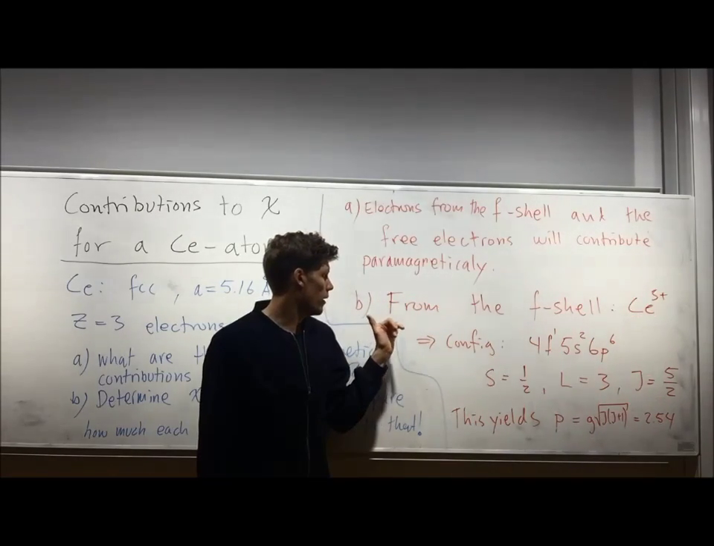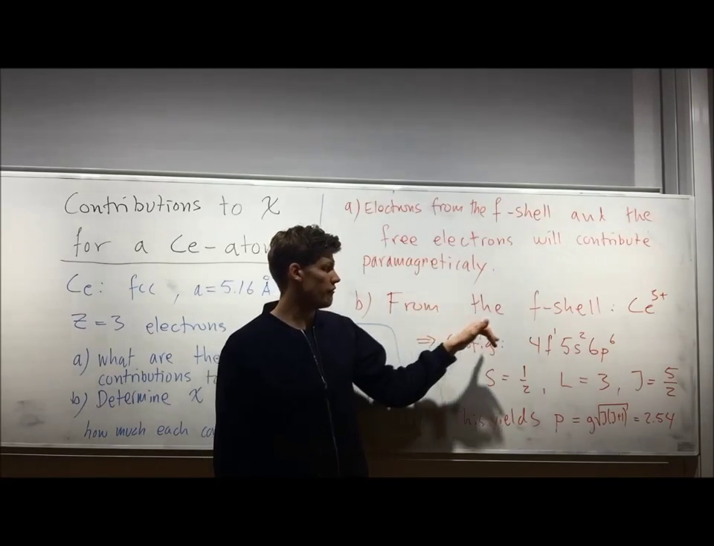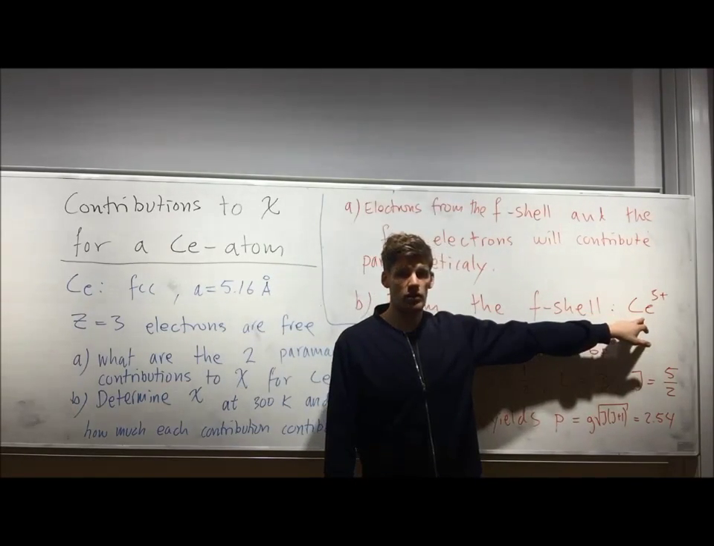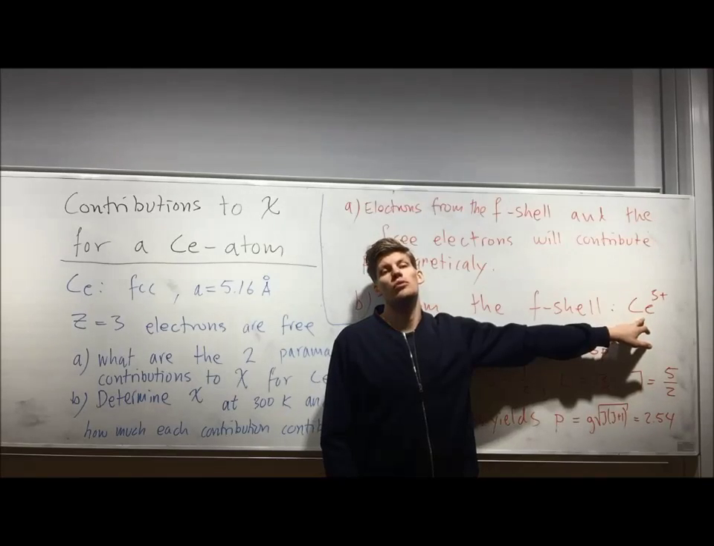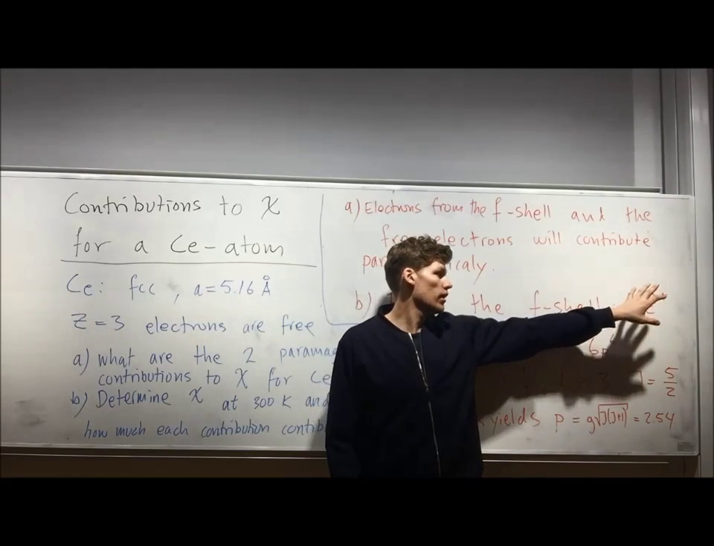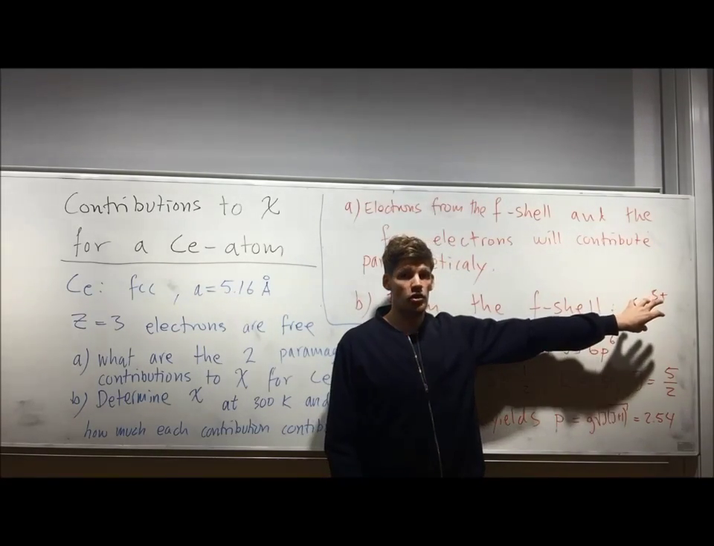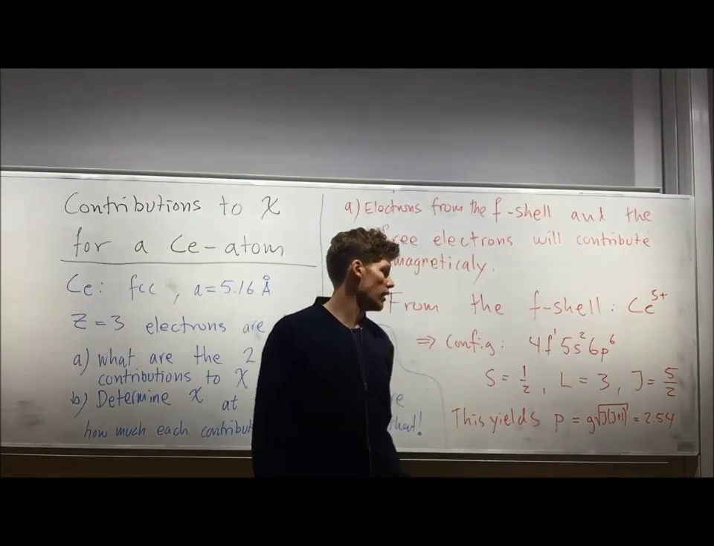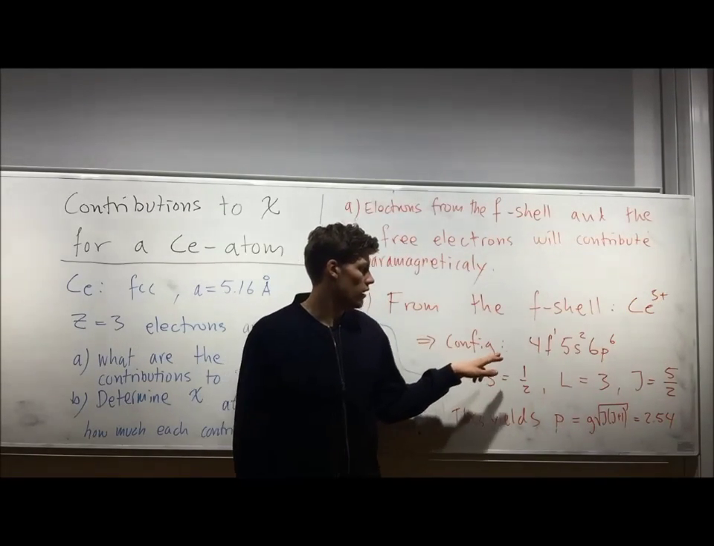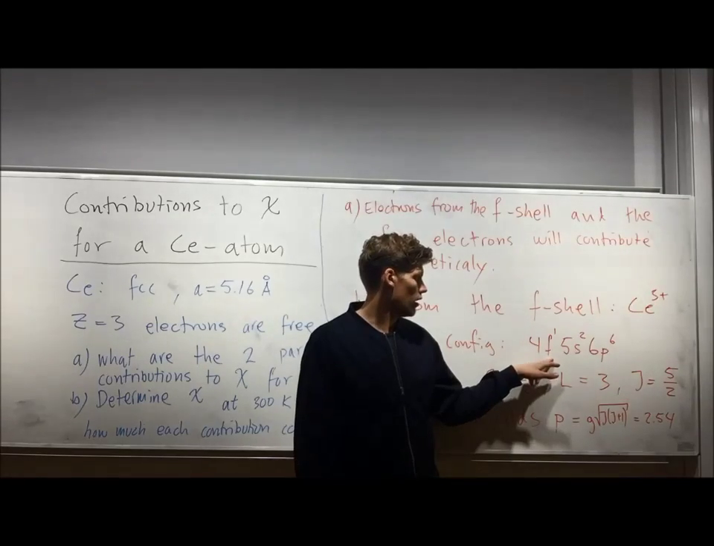And basically from the F shell you see that a cesium atom leaving 3 electrons to the electron gas will have ionic atoms left, right? And ionic left atoms will have this configuration.